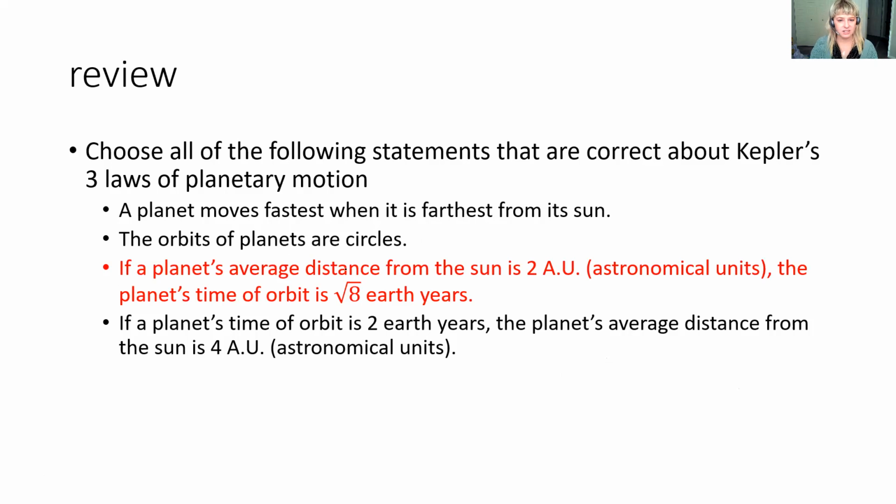If a planet's average distance from the Sun is 2 astronomical units, the planet's time of orbit is square root of 8 Earth years. Let's actually work this one out. This involves Kepler's third law, this T squared over R cubed thing. T squared over R cubed for the planet, whichever one it is, has to be equal to T squared over R cubed for Earth. The ratio is the same for all planets, whether it's Earth, Jupiter, Saturn, whatever. This ratio always ends up being the same number.